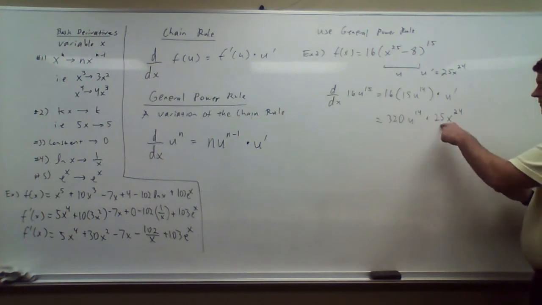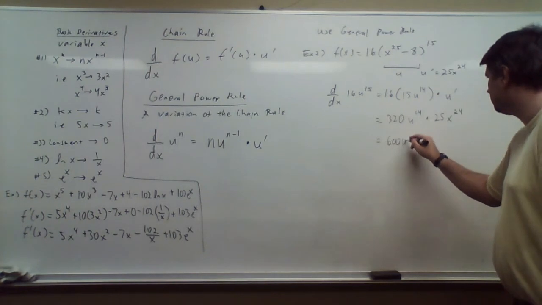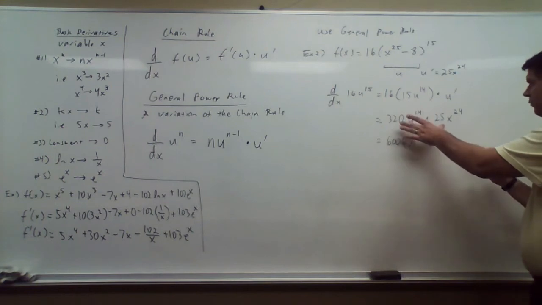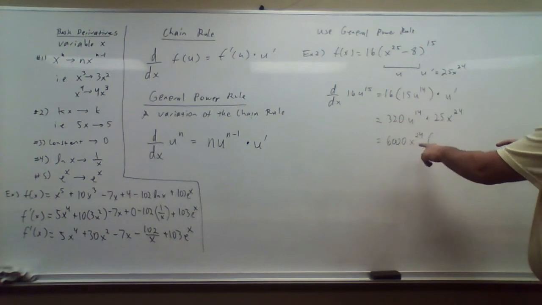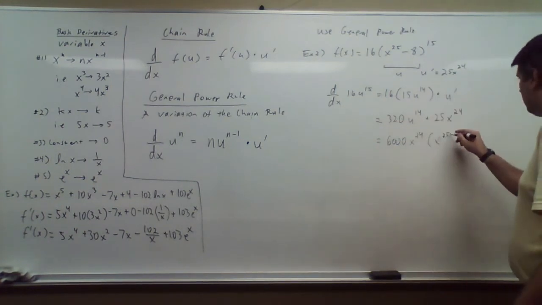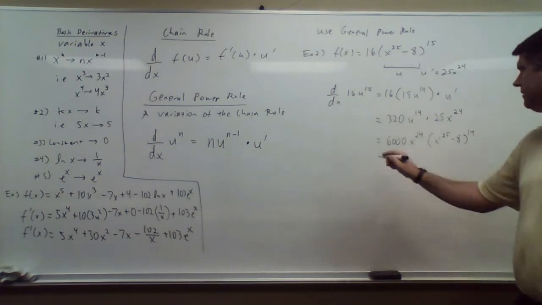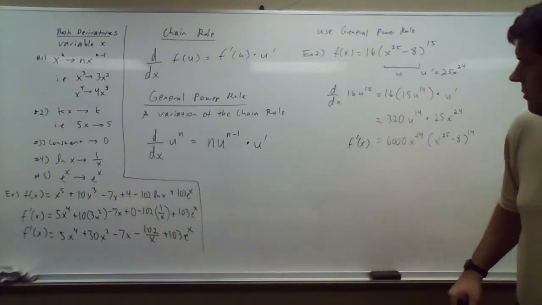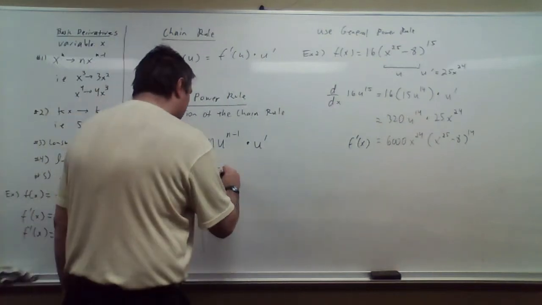So 25 times 320 is 8,000. I'm going to keep the x to the 24th, and I'm going to replace u with x to the 25th minus 8 to the 14th power. And that's f prime of x. As you can see, the general power rule takes less time.